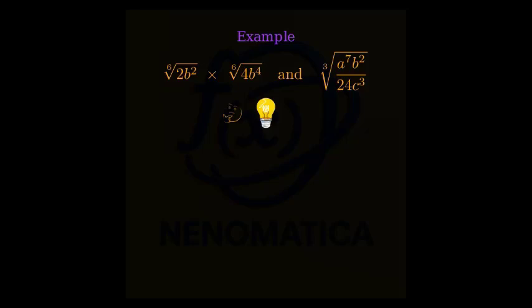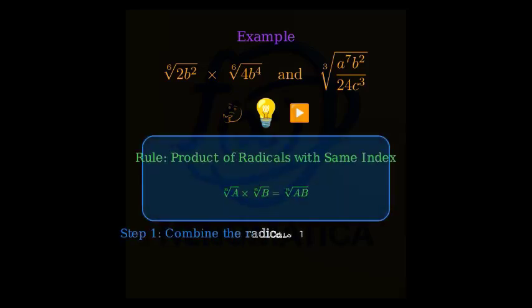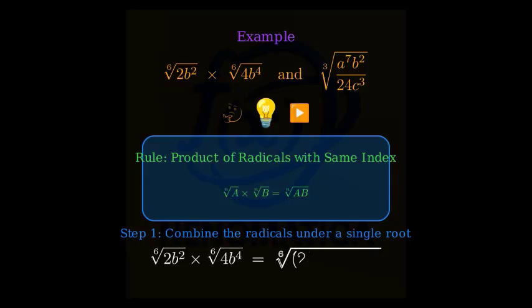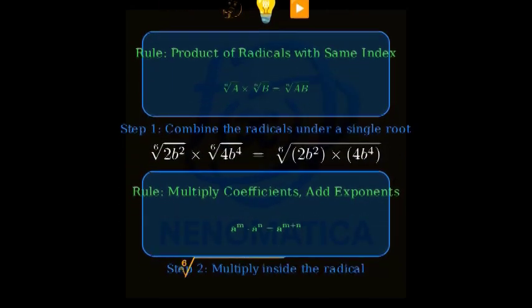Before we start, quick challenge. Can you predict the first move? We will combine radicals that share the same index. Rule: product of radicals with the same index equals a single radical of the product. Now step 1. Combine the 2/6 roots under 1/6 root. Rule: multiply coefficients and add exponents of the same base.